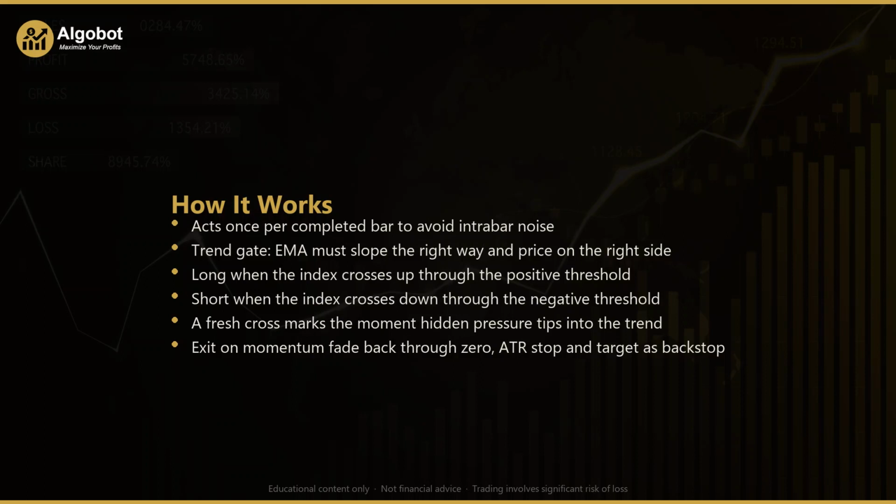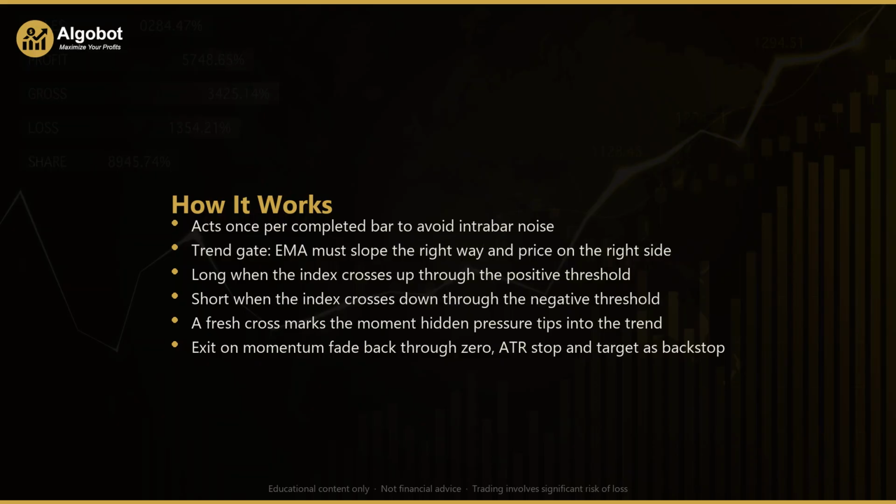For a long setup, the moving average must be rising and price must be above it. For a short setup, the moving average must be falling and price must be below it. This keeps every position aligned with the prevailing drift. Second comes the signal itself. The strategy measures the Wick Asymmetry Index on the just closed bar and on the bar before it. For a long, it looks for the index to cross up through the positive threshold, set to 0.20 by default, meaning rejection pressure has tipped decisively toward buyers this bar.